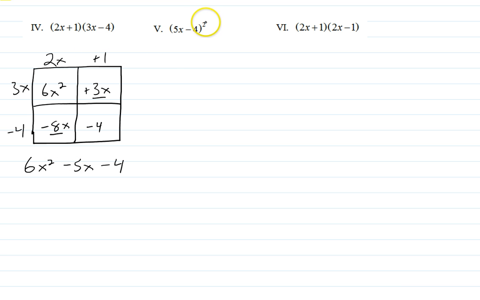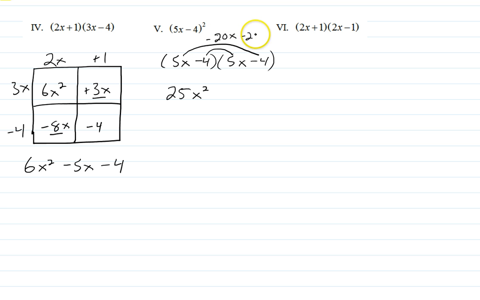Alright, so for the next one, since we have that squared, it just means we have two of these. So 5x minus 4 times 5x minus 4. And now let's go back and FOIL. So 5x times 5x is 25x squared. Now the OI, 5 times negative 4 is negative 20x. Negative 4 times 5 is negative 20x. And so the signs are the same, so we're going to add them up, keep the sign, so minus 40x. And then negative 4 times negative 4 is positive 16.